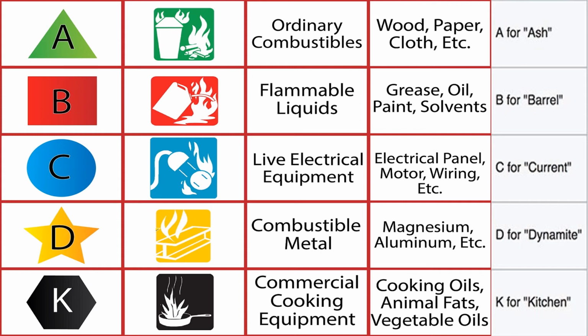Next is letter D, combustible metal. So D for dynamite. So it's explosive. Next is K. And this one is very easy. K for kitchen. So things that will easily burn in our kitchen like cooking oils, animal fats, vegetable oils. These are commercial cooking equipment. So the second chemical property that we can see in a material is the ability to ignite, flammability.